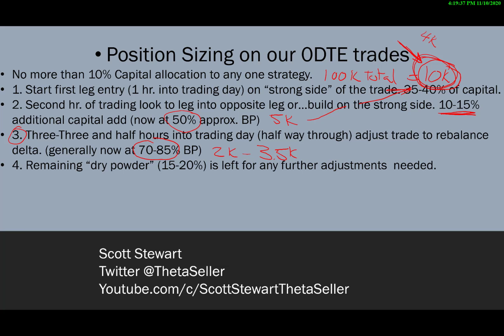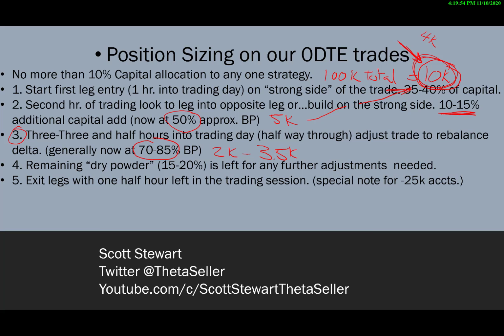I want to go into the last part of the trading day with some remaining dry powder still in place, 15 to 20% of my account value, just sitting there in cash, waiting in case there are any further adjustments needed. Okay, so that would be sort of the allocation process that we use.